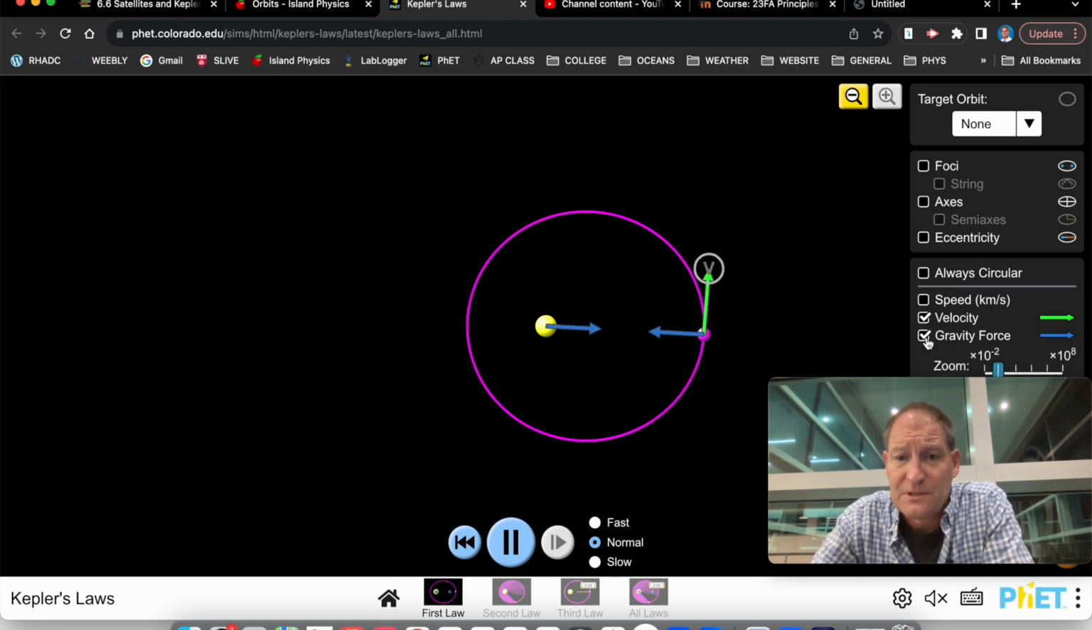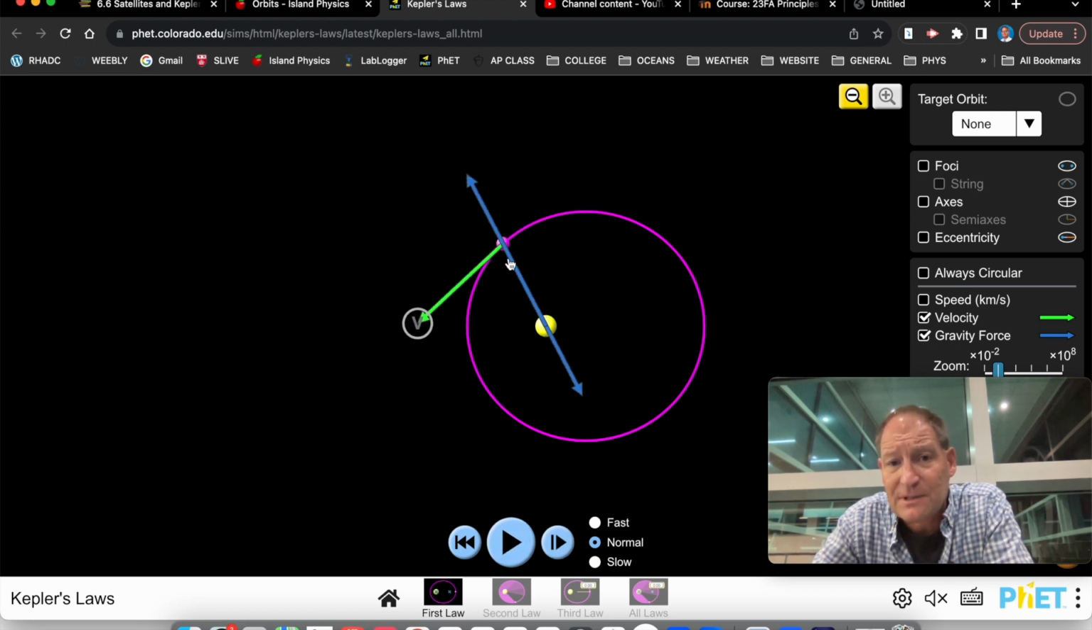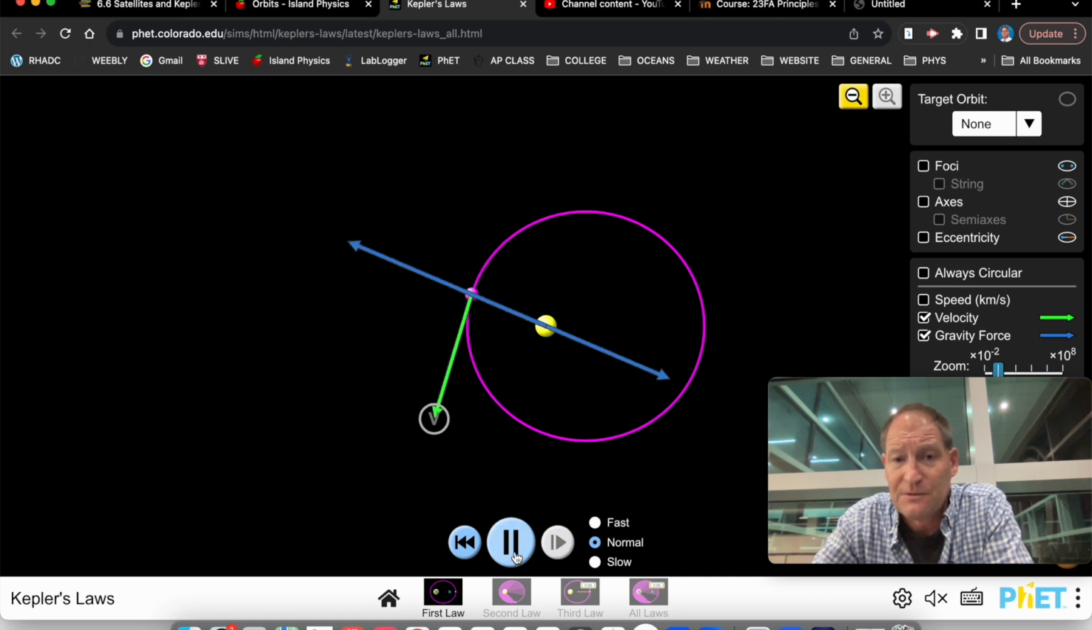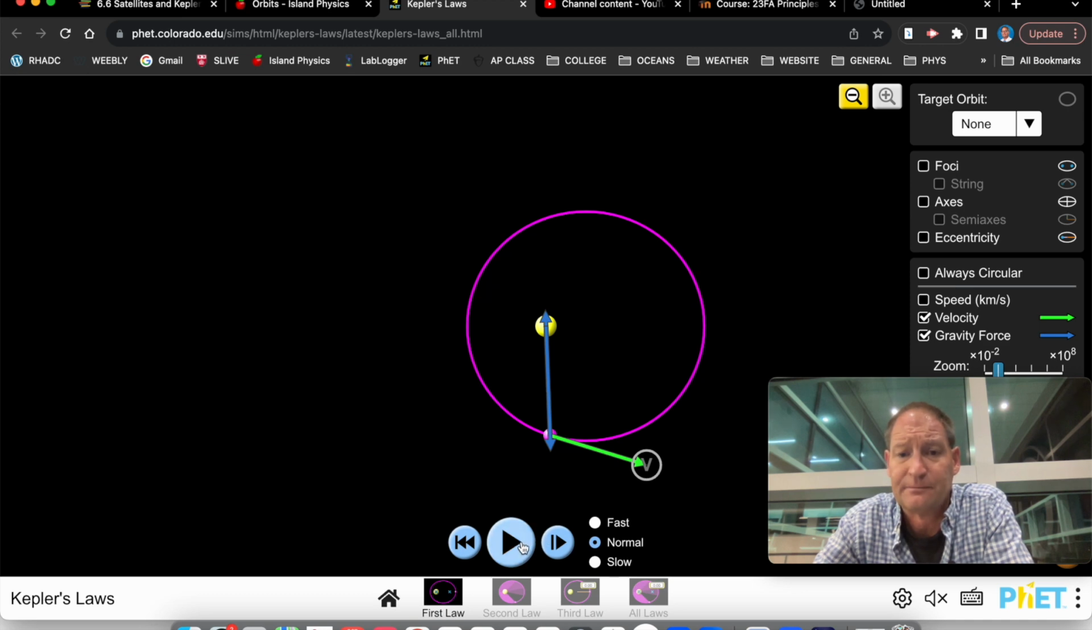The difference between this and circular motion is the forces here, the gravity forces in the middle, are no longer perpendicular. So a component of this force is speeding up the planet as it goes round, and as it goes further away, a component is dragging back on the planet and slowing it down. So that's the elliptical orbit for you.